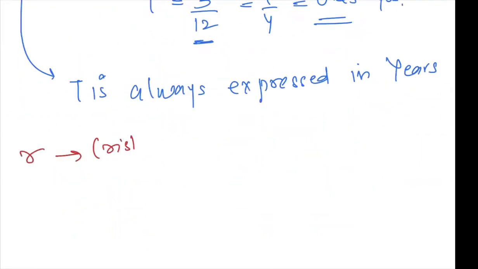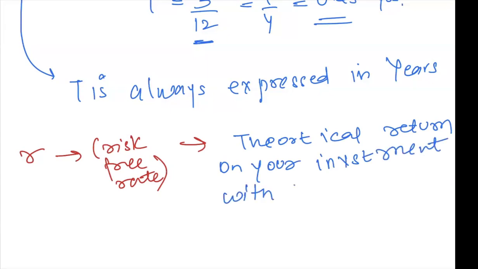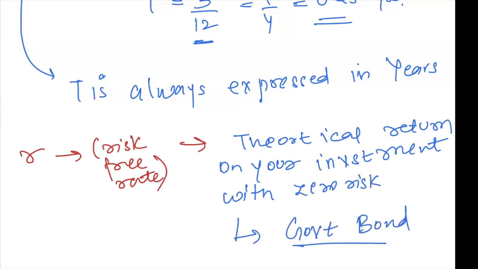Then we have R, which is your risk-free rate. The risk-free rate is nothing but your theoretical return on an investment with zero risk, right? That's why we say risk-free rate. And these are usually government bonds. So you will see we always take the risk-free rate as government bonds.